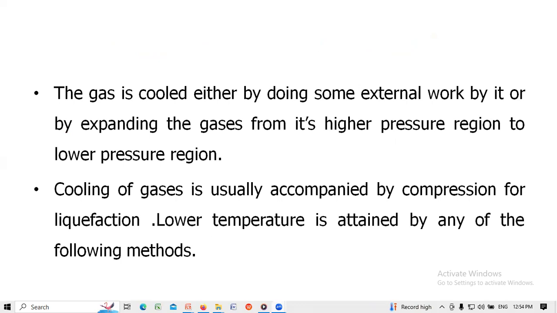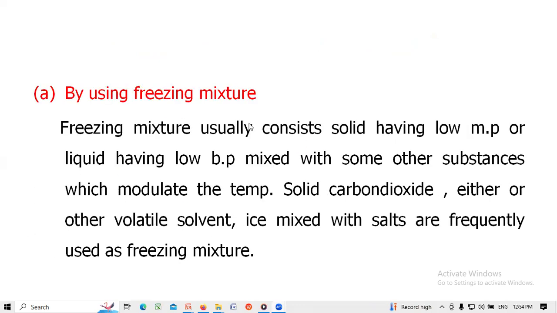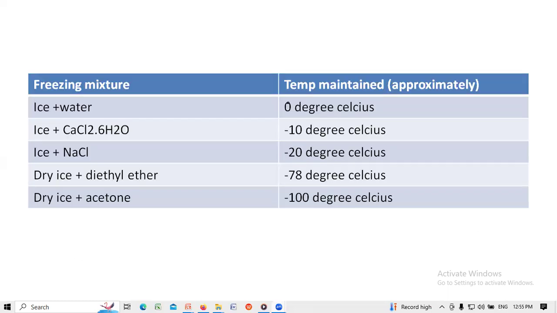Lower temperature is attained by any of the flow methods by using a freezing mixture. A freezing mixture usually consists of a solid having a low melting point or a liquid having a low boiling point, mixed with some other substances which modulate the temperature. Solid carbon dioxide or other volatile solvents, and ice mixed with salts, are frequently used freezing mixtures.